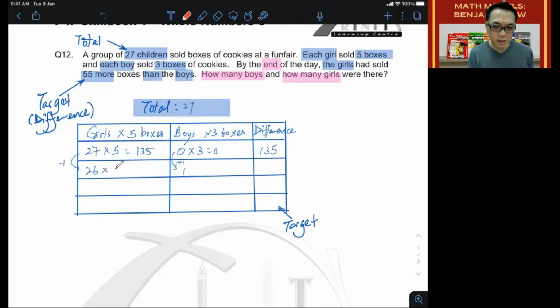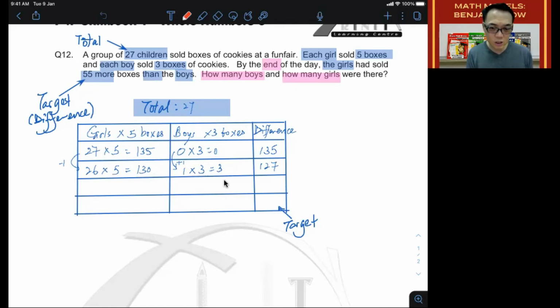Okay. The next one is 26 times 5, if there are 26 girls. And this would be 130. Okay, a shortcut here would be to take 135, take away 5, and you get 130. And over here, you multiply by 3, which means that the boys would have sold 3 boxes. Now, what do you think the difference is over here? Okay, if you said that the answer is 127, then you are right, because you are supposed to find the difference between 130 and 3. So you take 130 minus 3 to get 127.